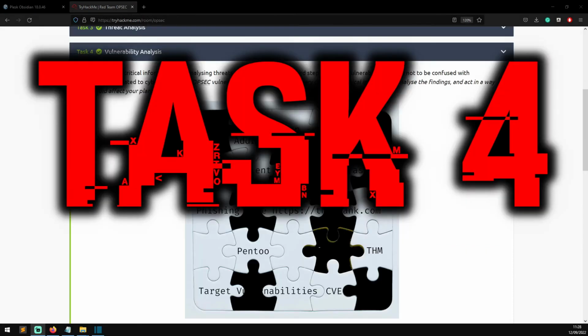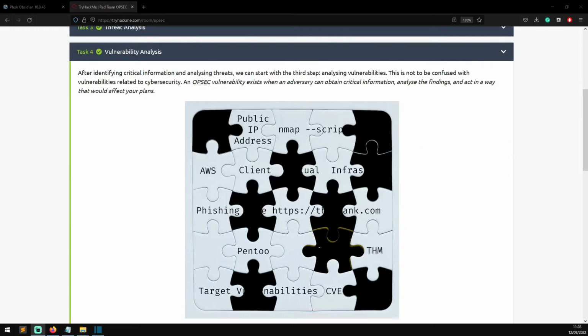Task 4. Vulnerability analysis. After identifying critical information and analysing threats, we can start with the third step, analysing vulnerabilities. This is not to be confused with vulnerabilities related to cybersecurity. An OPSEC vulnerability exists when an adversary can obtain critical information, analyse the findings and act in a way that would affect your plans. And you can see there we got an email with some sort of basic information in there, knowing what your Nmap scripts are going to be looking like, IP addresses, AWS infrastructure, phishing URLs, pen2.